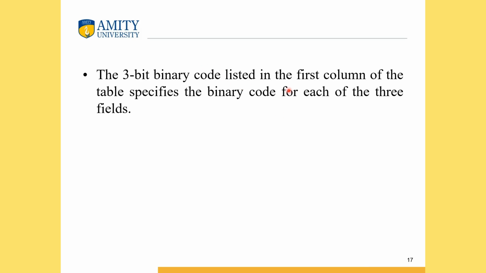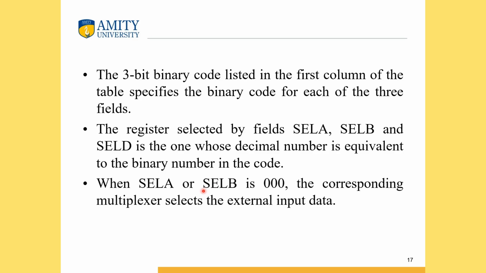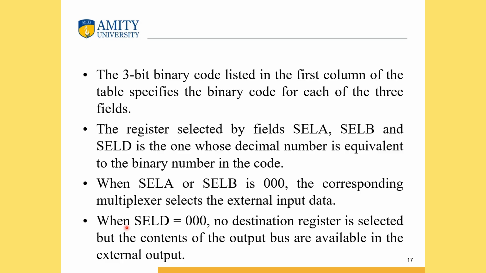The 3-bit binary code listed in the first column specifies the binary code for each of the 3 fields, and the register selected by fields A, B and D is the one whose decimal number is equivalent to the binary number. So if we are taking register R7, then we will be getting the binary equivalent of 111. When SELA or SELB is 000, then we get the external input data. When SELD is 000, there is no destination register, so the components will go to the output bus and are available for external output.